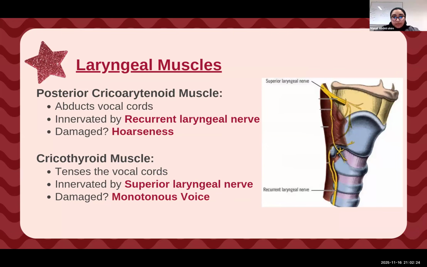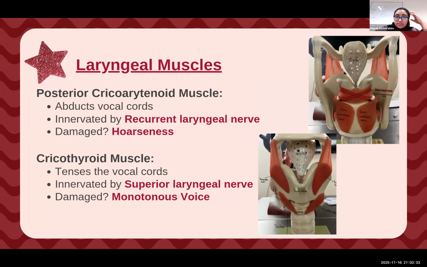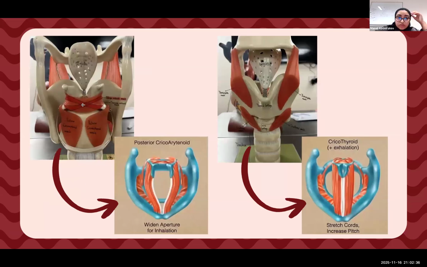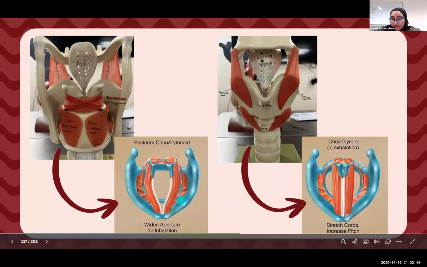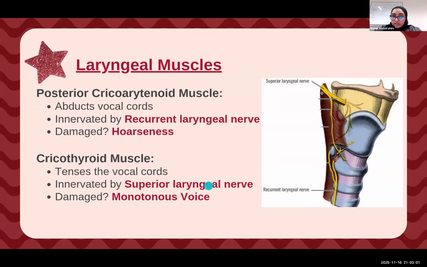Honestly, when I was going over it, in first year I had a problem understanding the difference between abducting the vocal cords and tensing the vocal cords. It's not very important, but to help you visualize it, the posterior cricoarytenoid muscle abducts them and it looks like this. The cricothyroid stretches the vocal cords, and when you stretch something, you make it tense. So it tenses the vocal cords. The recurrent laryngeal nerve comes from down all the way here and goes back to supply the posterior cricoarytenoid muscle. The superior laryngeal nerve comes from the top to supply the cricothyroid muscle.